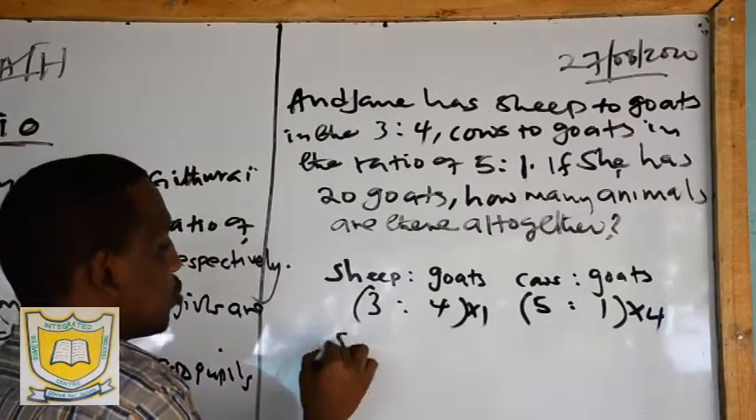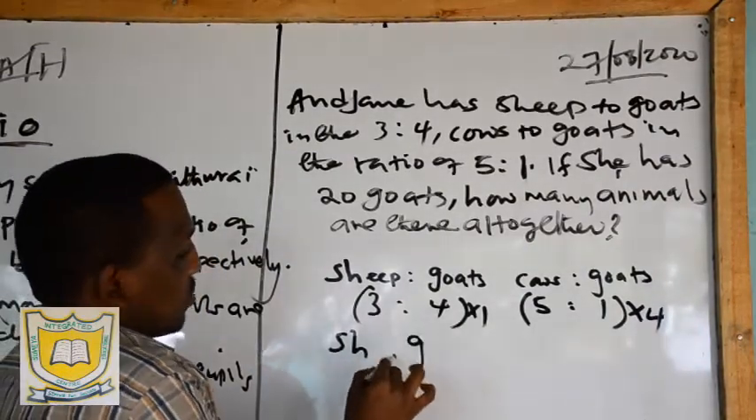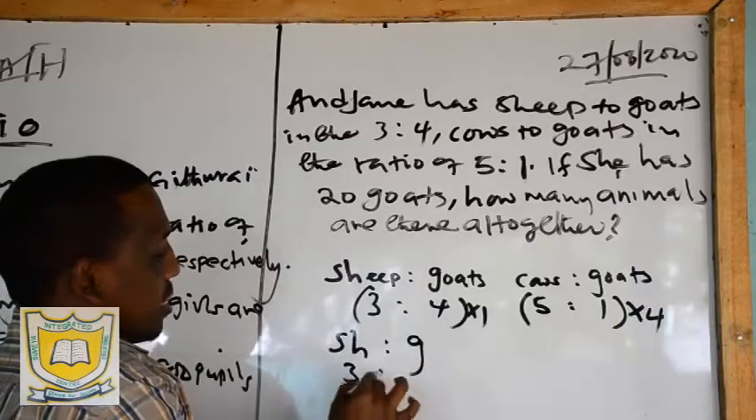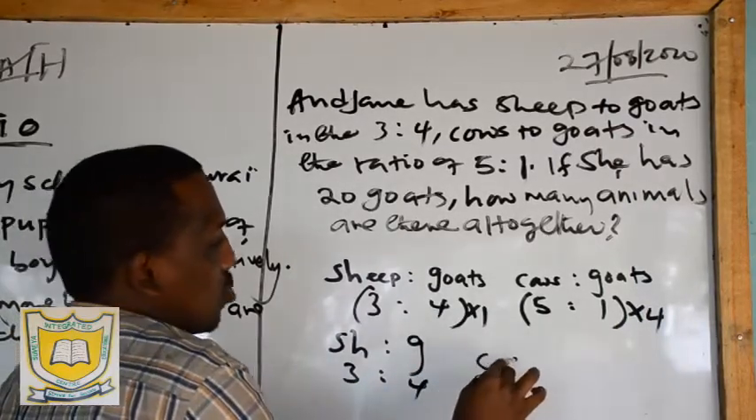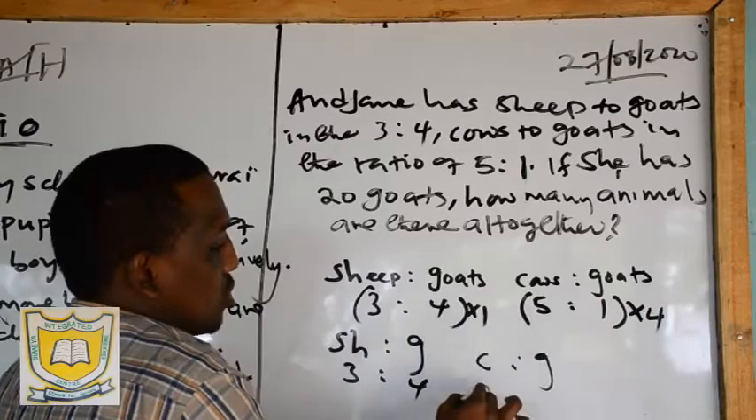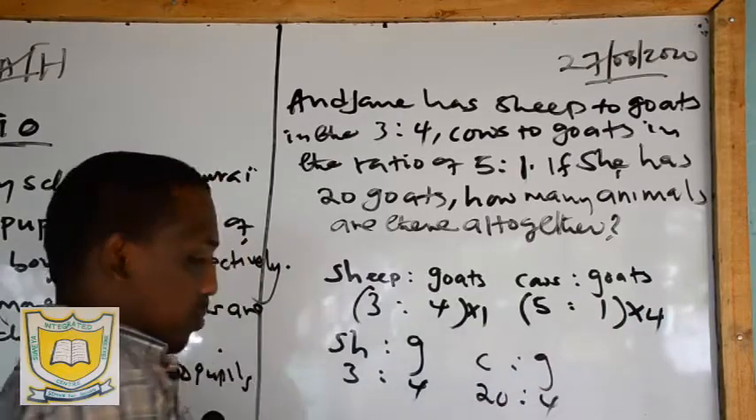So we have now sheep to goats. So sheep now, 1 times 3 is 3. 1 times 4 is 4. Cow to goat. 4 times 5 is 20. 4 times 1 is 4.